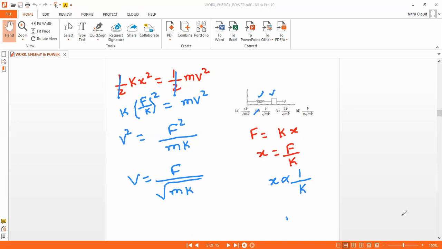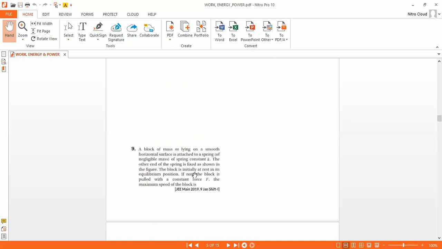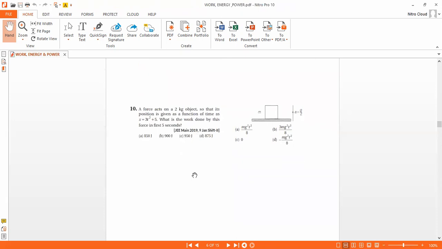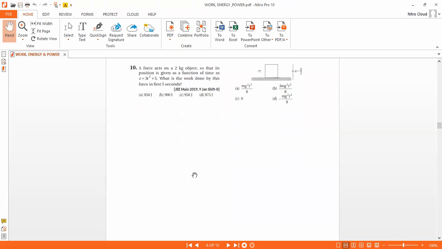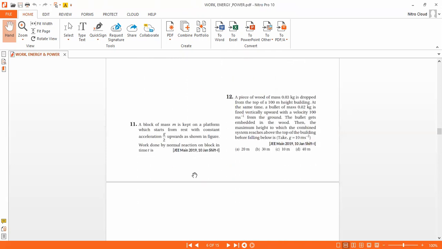Completed this one? Completed, sir. Okay. I'll send this sheet, once try. I think total 40 questions are there. Completed 9. I think the 10th you can do. The 10th is a direct question only: integral f dx.